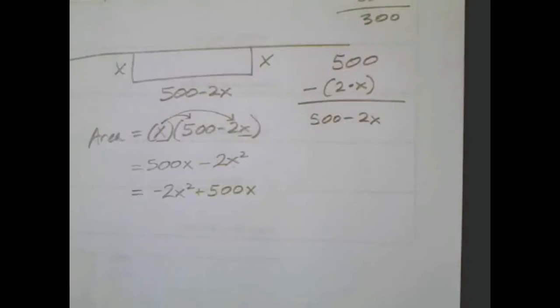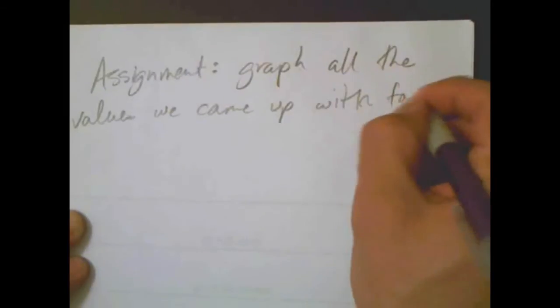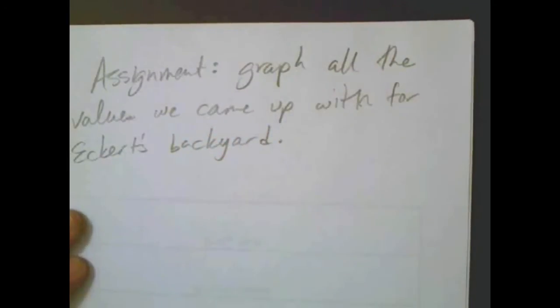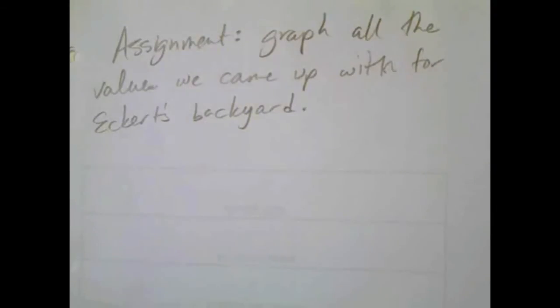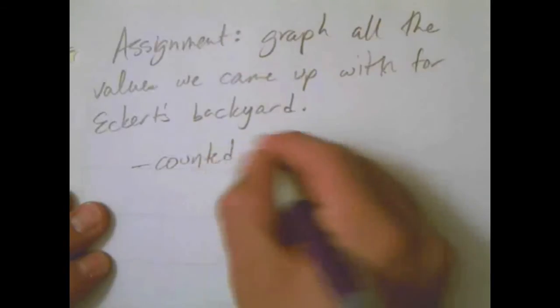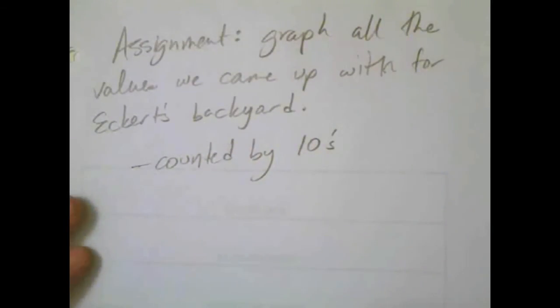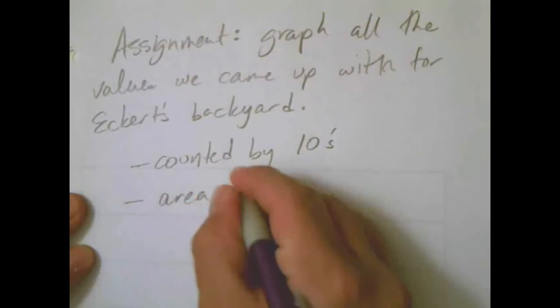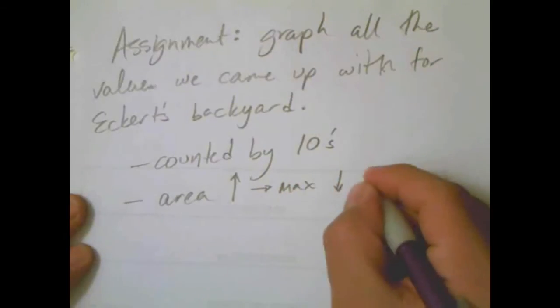So your assignment is going to be to graph all of the values that we came up with in our chart. I'm going to write that down. Assignment. Graph all the values we came up with for Eckert's backyard. And I'm going to give you a little, not a hint, but a little bit of information here. Remember, we counted by tens. And you'll remember the area went up, and then it hit a maximum, and then it went down.